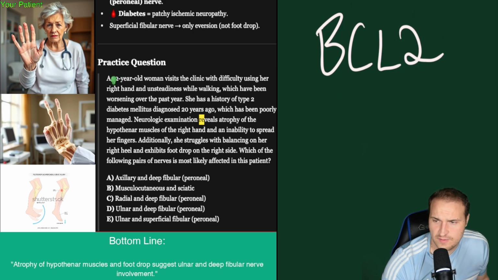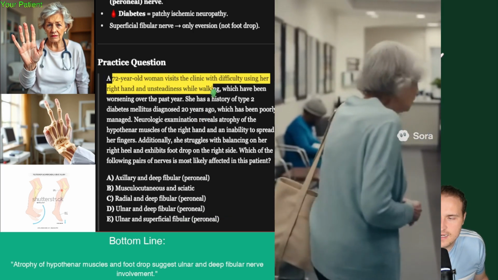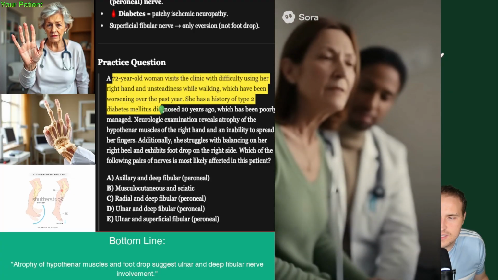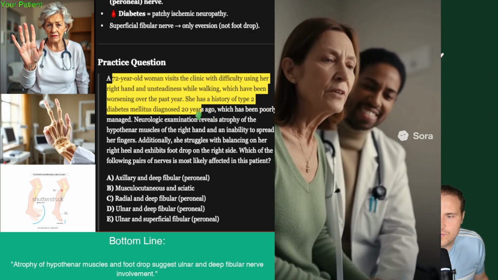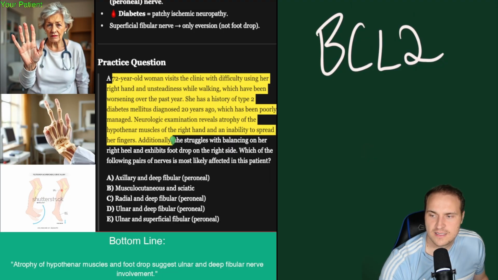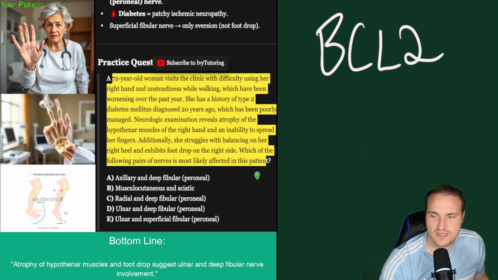All right, our next question, we have a 72-year-old woman visiting the clinic with difficulty using her right hand and unsteadiness while walking, which has been worsening over the past year. She has a history of type 2 diabetes diagnosed 20 years ago, which has been poorly managed. Neurologic examination reveals atrophy of the hypothenar muscles in the right hand and inability to spread her fingers. Additionally, she struggles with balancing on her right heel and exhibits a foot drop on the right side. Which of the following pairs of nerves is most likely affected?